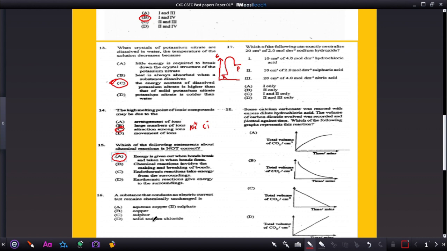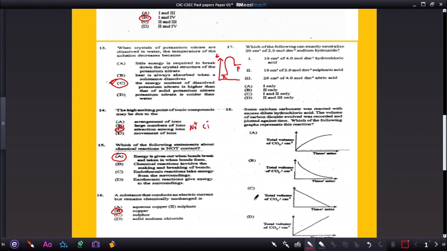Okay, sulfur is a non-metal, and so it doesn't conduct electricity. Solid sodium chloride would have to be in a molten or aqueous state for it to conduct electricity. And even so, it would be chemically changed. So the best answer there would be B.